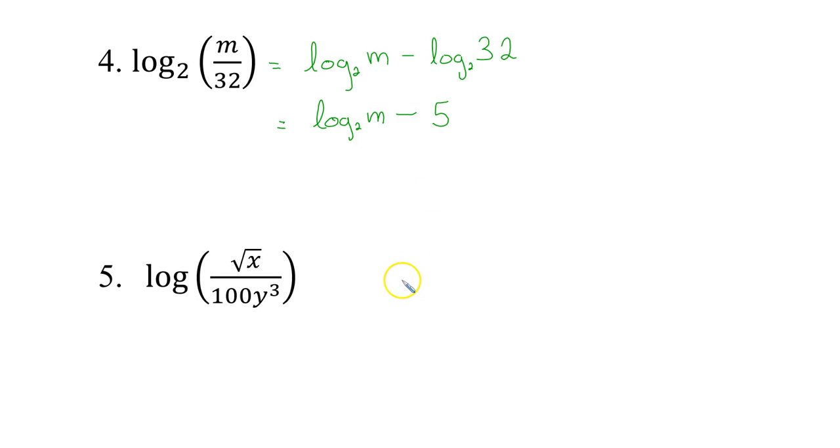Now number 5 down here involves a couple of different properties. We're putting some things together. So we'll start off by looking at the quotient.